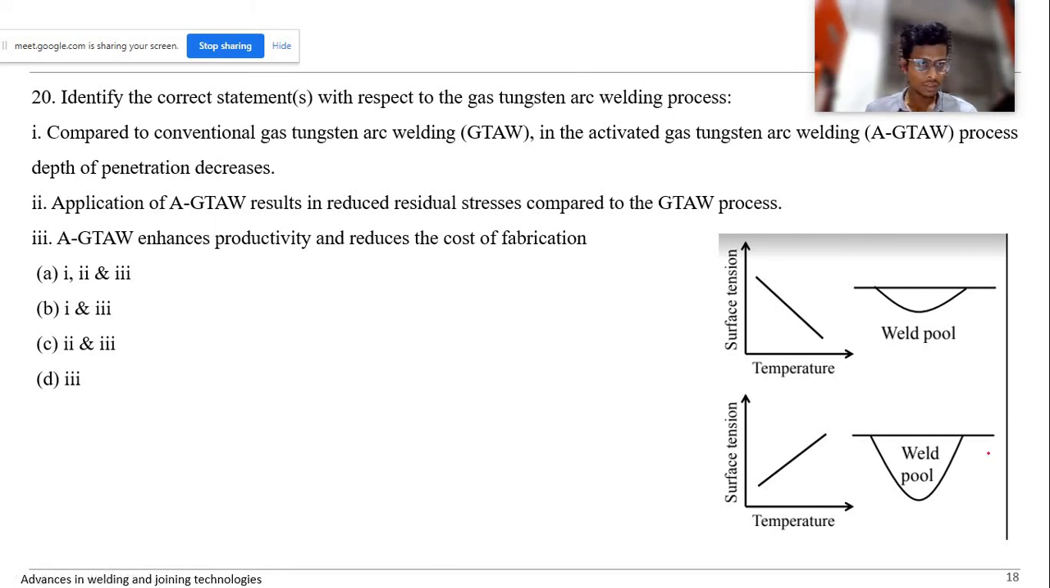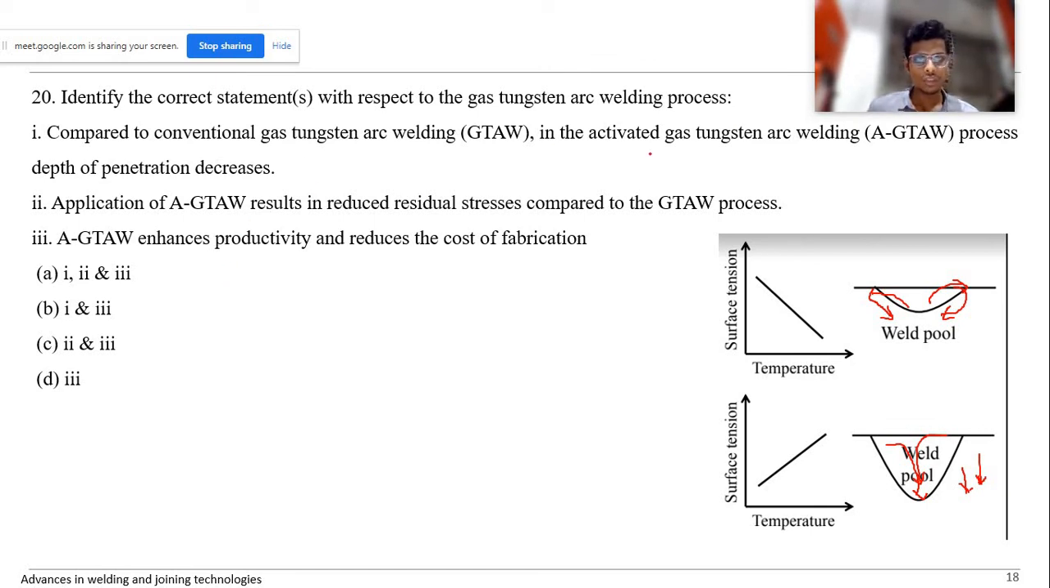I will use the pen. There will be this kind of fluid flow here, and this kind of fluid flow here, something like this. So here we will get a shallow weld. Here we will get deeper penetration because you will get this kind of fluid flow. Because of that, there will be a deeper penetration. Now, since we understood this, we'll see the options.